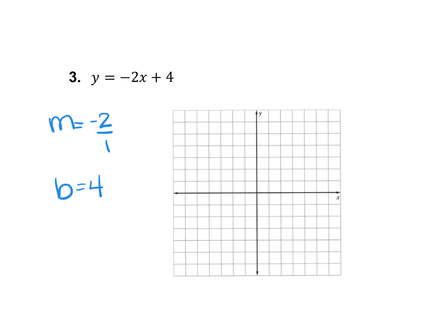All right, so hopefully we noticed that number 3 was in slope-intercept form. Our slope, the number with the variable, is -2, and I made that a ratio of rise all over 1, the -2 all over 1, and our y-intercept is 4. So notice then I plotted the 4, and then from that 4 we went down 2 and over 1, and that's what created our line.